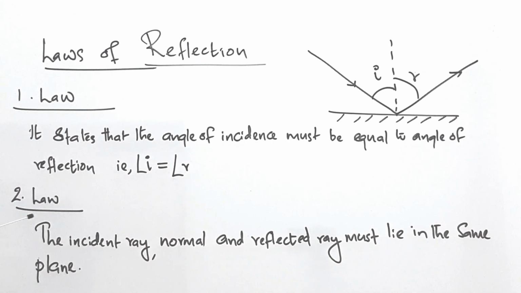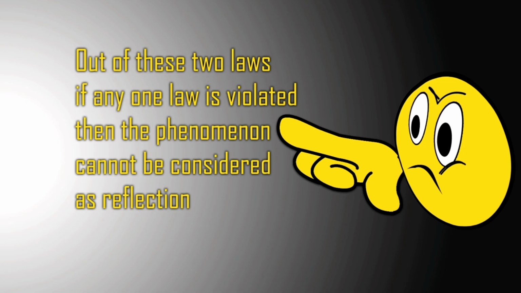The second law states that the incident ray, normal and reflected ray must lie in the same plane. That is, this is the incident ray, this is the normal and this is the reflected ray. Three of them should lie in the same plane. Otherwise, the phenomenon is not reflection. So, a phenomenon of light can be termed as reflection if and only if both these laws are being obeyed. If any one of these laws are violated, then the phenomenon cannot be considered as reflection.